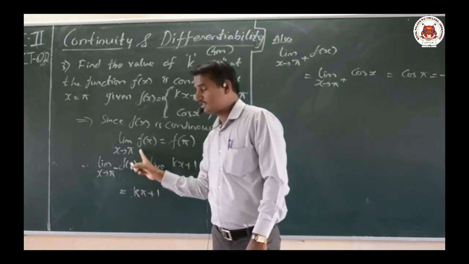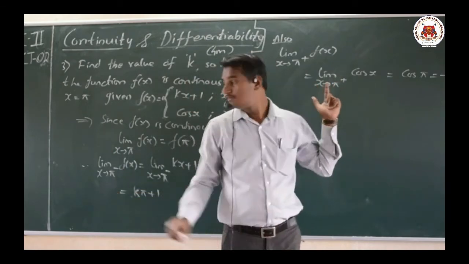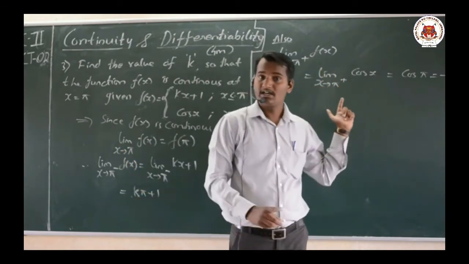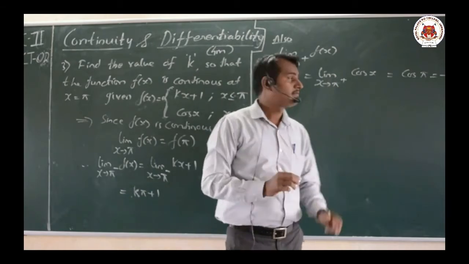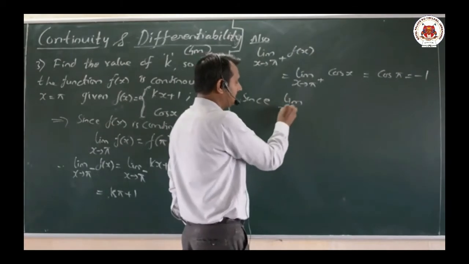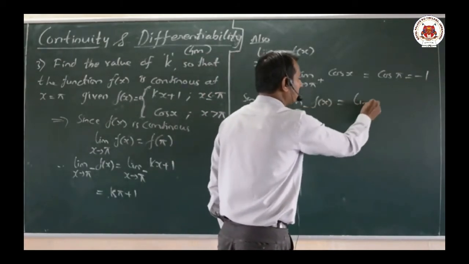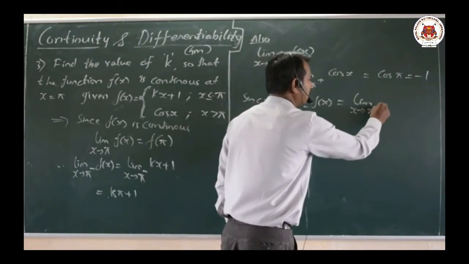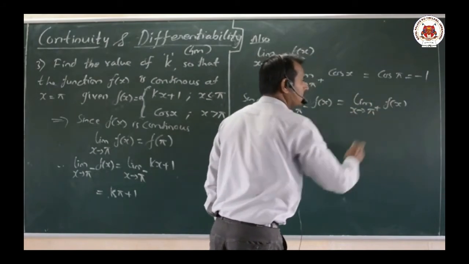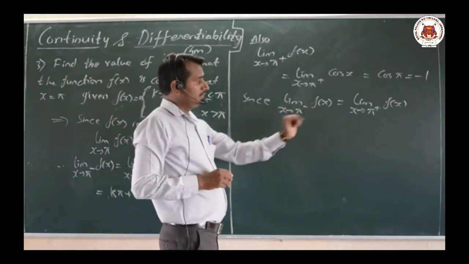Limit exists means what? Both the left hand limit as well as the right hand limit exist, and they are equal. So the limit as x tends to pi minus f of x should be equal to the limit as x tends to pi plus f of x. Both limit values should exist. So as x tends to pi minus of f of x, what is the value here?